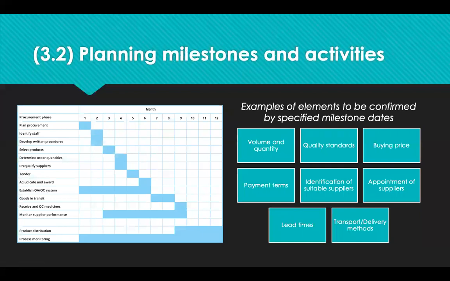So moving on to planning milestones and activities. Milestones can be used in procurement to help with planning, and they're used for things like monitoring the progress of a project, identifying whether the schedule needs amending, to check whether the project is on budget, manage expectations about when the project will realistically be completed, what key tasks need to be done, and to motivate people involved to complete the project so they can celebrate specific achievements and see that progress is being made.